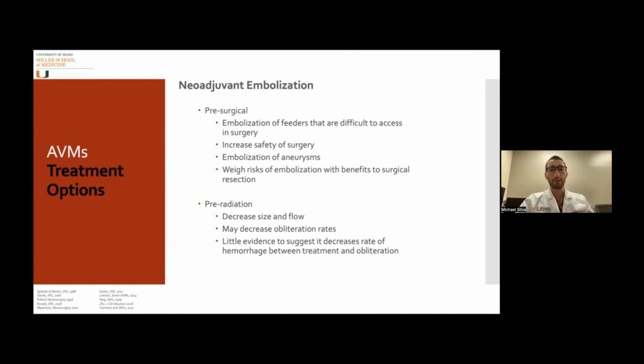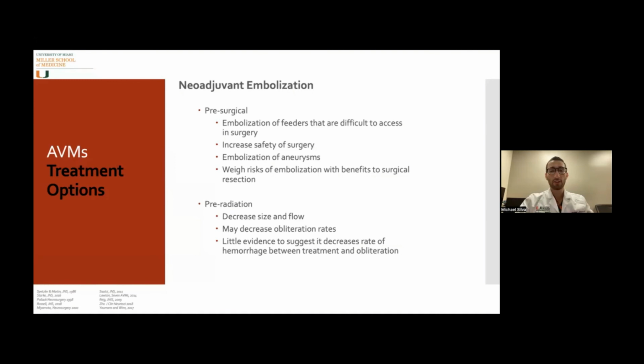Embolization of perinidal aneurysms is also one way that preoperative embolization is used. And the major thing is you want to weigh the risk of embolization, which is not benign. It's still an added procedure with added risk, with the benefits of the embolization to the surgical resection, to assess whether it's worth it.